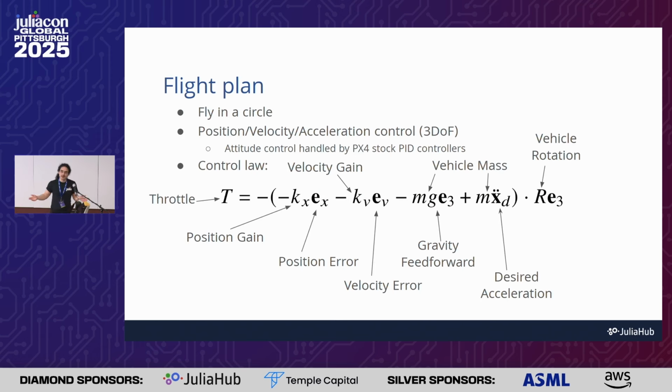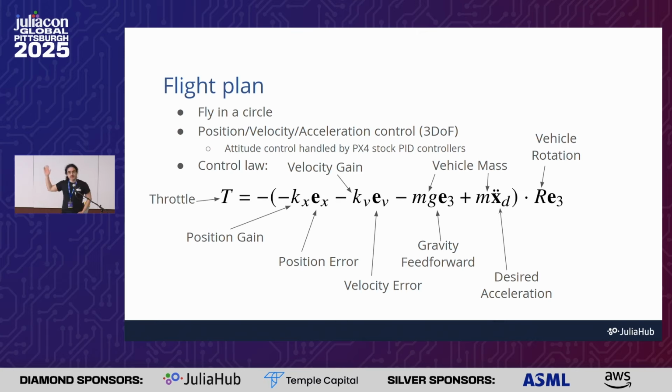The flight plan for all I'll show you today is to fly in a circle. This is a very sophisticated, complicated trajectory described by 3 lines of code. We're doing position, velocity, acceleration control in 3 degrees of freedom, and then the attitude control of the quadcopter is handled by the built-in PID controllers running on the microcontroller in PX4. So we're just producing a thrust demand here. We're not doing attitude control at this point.